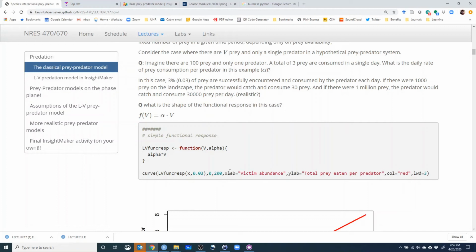Now, is that realistic? No. Why is that not realistic? Well, a predator can only consume so much before it gets full, right? So it's kind of rate limited there. So we'll talk more about making that more realistic, but that's what the Lotka-Volterra model assumes.